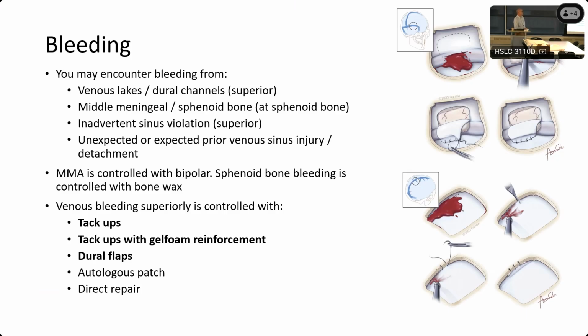So the MMA is controlled with bipolar. The sphenoid bone bleeding is controlled with bone wax. But venous bleeding superiorly is controlled with tack-ups, tack-ups with Gelfoam reinforcement. You can do a dural flap, so pull the dura over and help cover your sinus violation. It's very hard for a long segment, but you can use an autologous patch or even direct repair. If you have a big violation, the patient can probably exsanguinate before you can actually do anything.